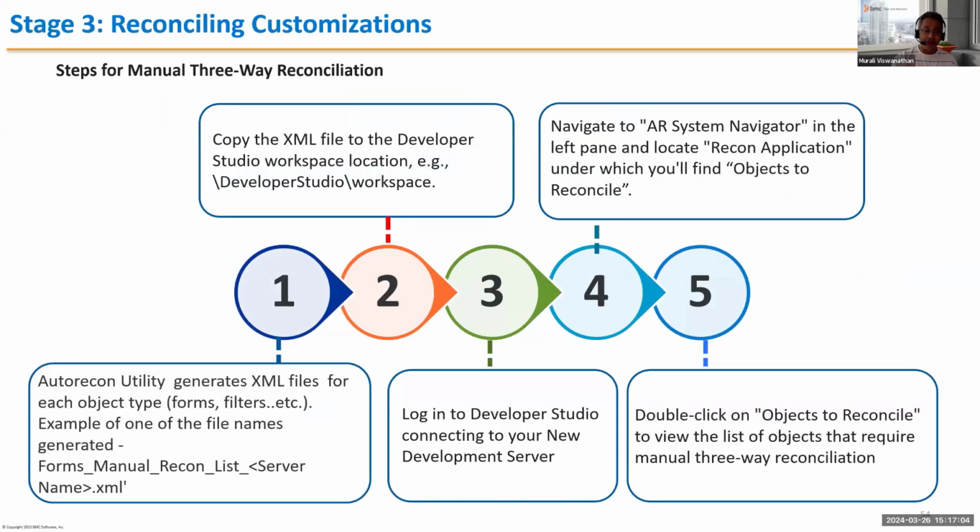It'll provide an XML file, and that XML file will be available as part of your workspace folder. Then when you navigate to Developer Studio, you choose Recon applications. You'll see an application called Recon application. You select that, and then you will find the objects to reconcile. So instead of trying to manually pick all those things to reconcile, you can use this report. Again, if you use the auto reconciliation utility prior to this, then you could leverage this XML file to do your reconciliation. Otherwise, you can still do it the old way, where you do your 3-way reconciliation with all the objects you discover.